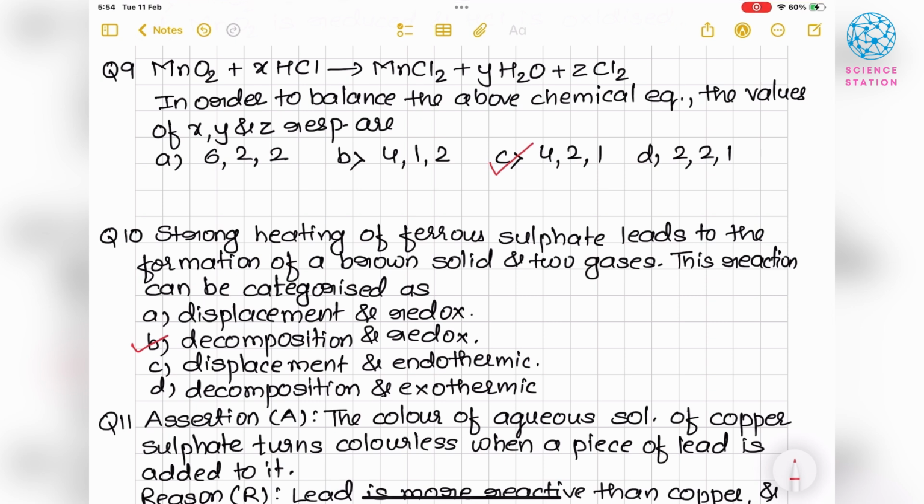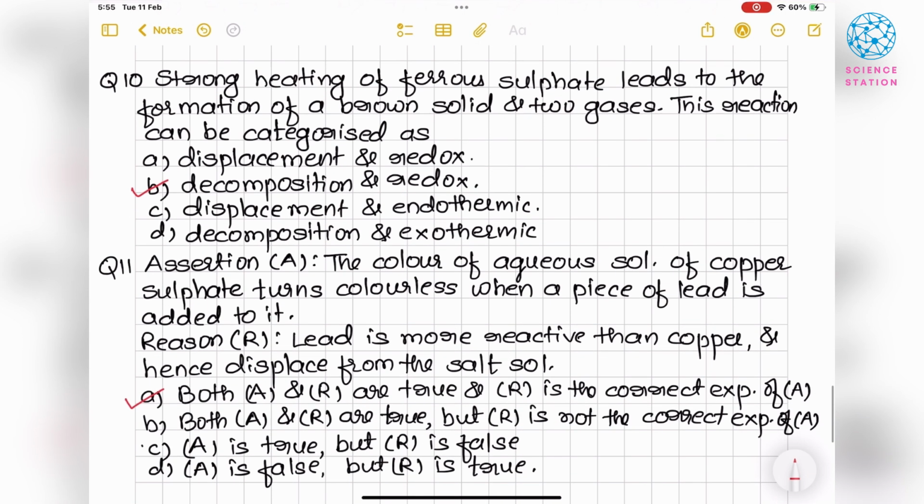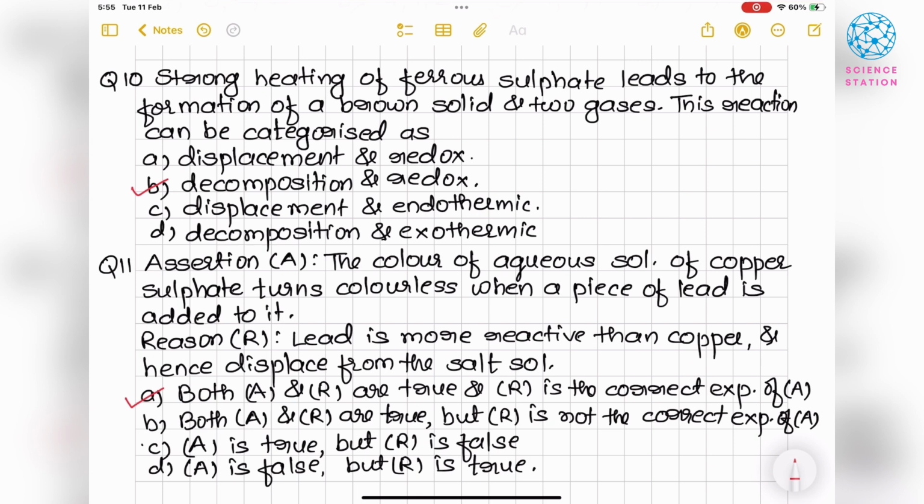Then, assertion and reason. The color of aqueous solution of copper sulfate turns colorless when a piece of lead is added to it. This is assertion. Reason says lead is more reactive than copper and hence displaces it from the salt solution. So, answer will be both A and R are true and R is the correct explanation of A.